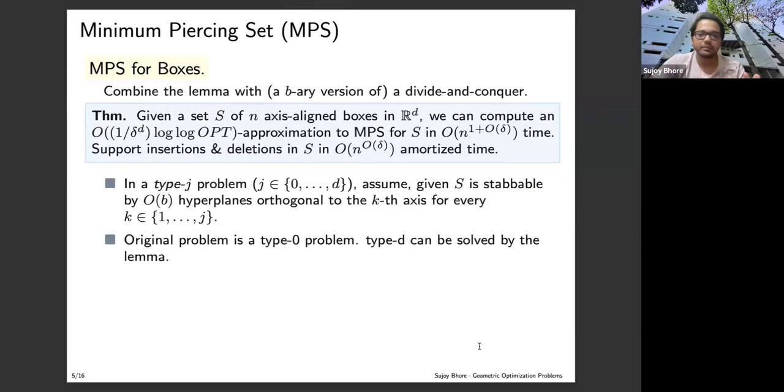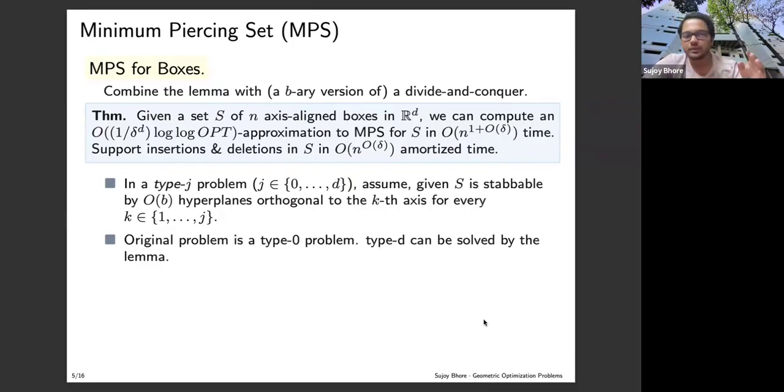So, let me define the type J problem. For different values of J between 0 and d, assume that this instance S is stabbable by order B hyperplanes orthogonal to the kth axis for every k between 1 and J.